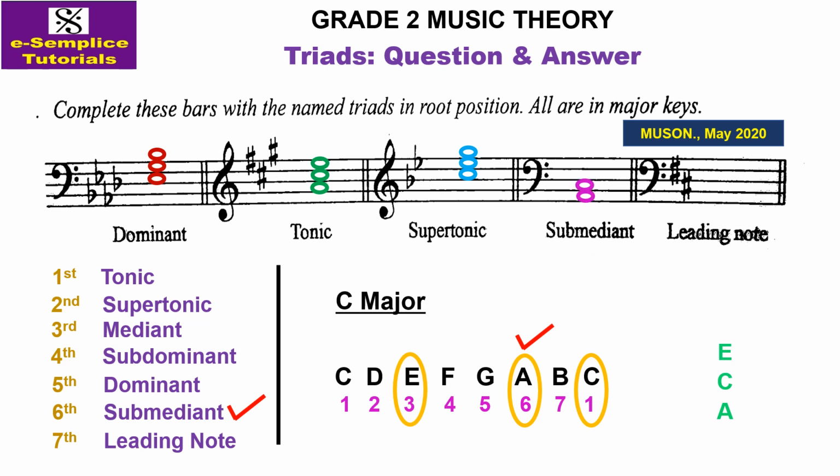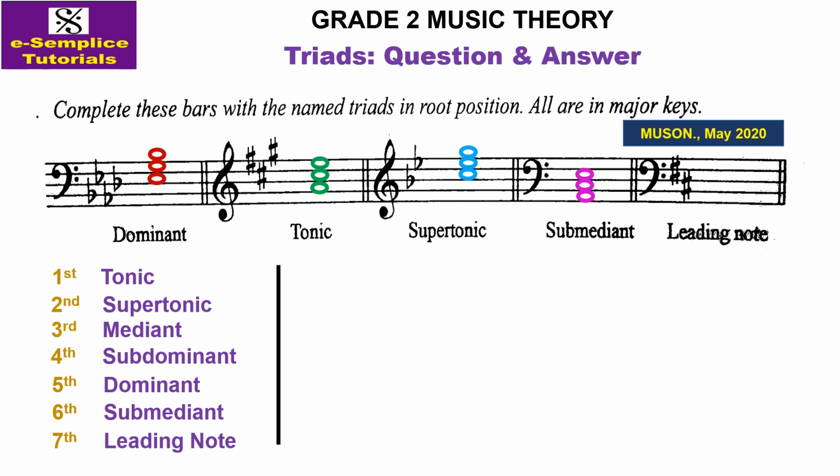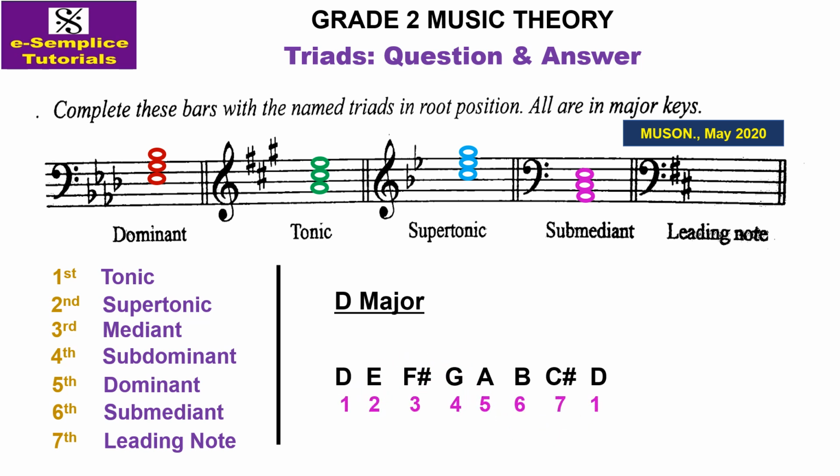A, C, E. The last in this question is leading notes. And the major key from the key signature is D major. As usual, the notes in D major scale, the degrees of the scale. We are looking for the leading notes. That means the 7th degree will be the root. So that's the base note.